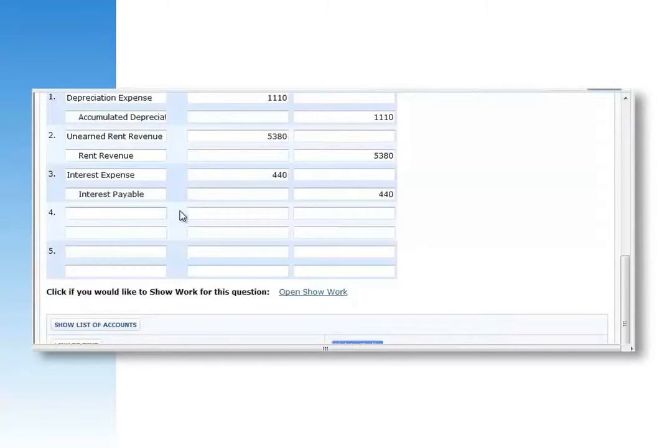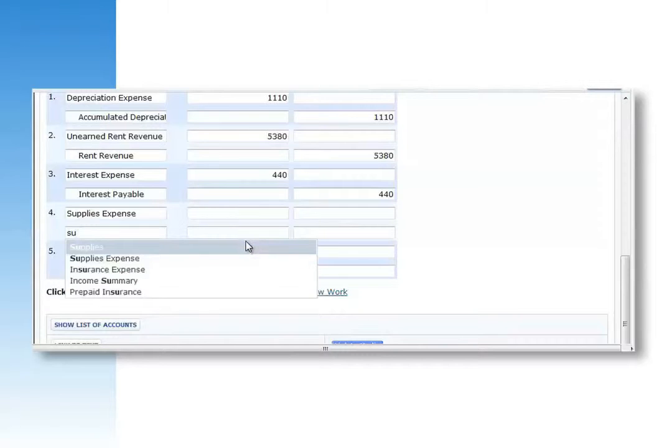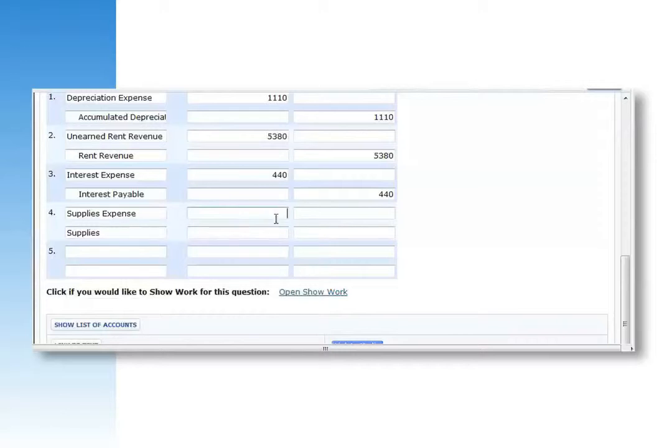So in order to reflect a use of supplies, we would debit supplies expense. And to record the amount of the supplies used up, we would credit supplies. And again, using the T accounts, we determined that the amount of supplies that we used was $2,880.